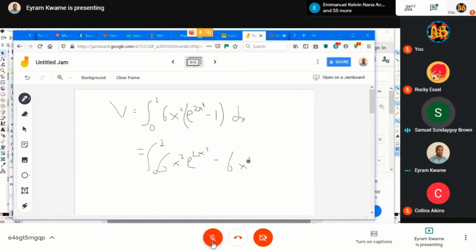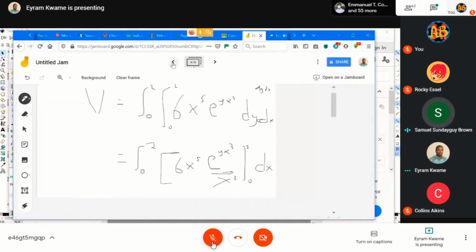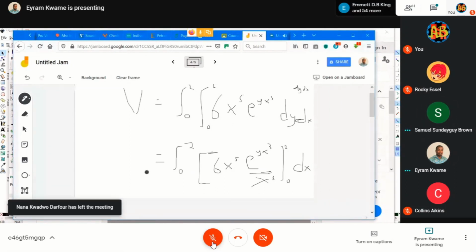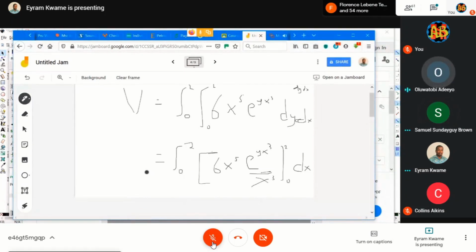At the beginning of the problem we have 6x to the fifth power. But now we come down, we have 6x squared. So what is the problem with that?